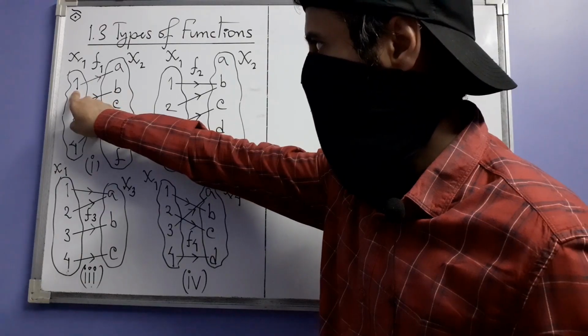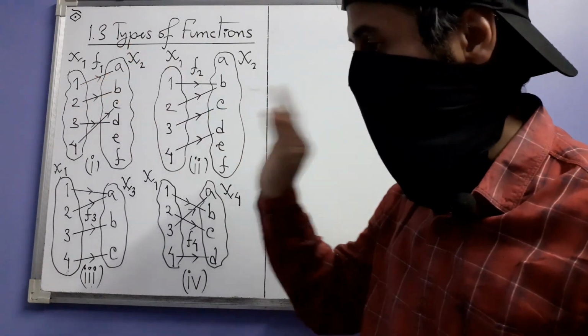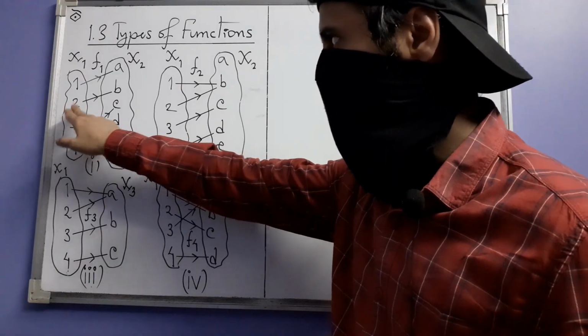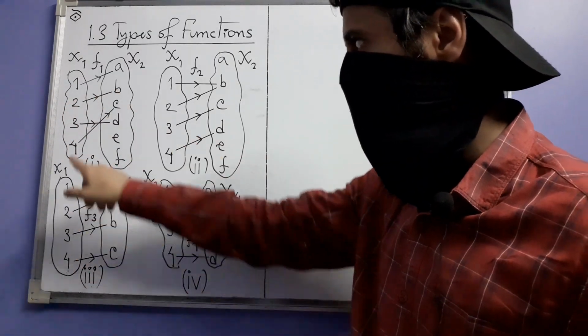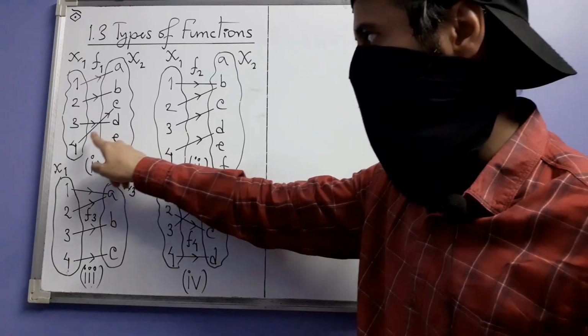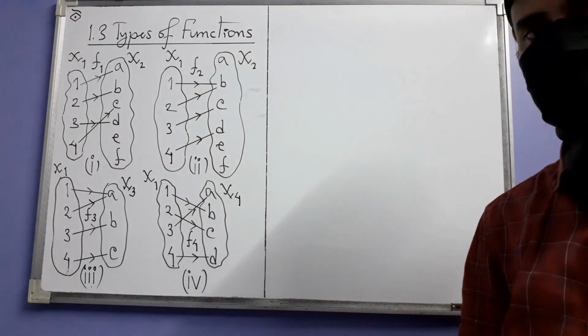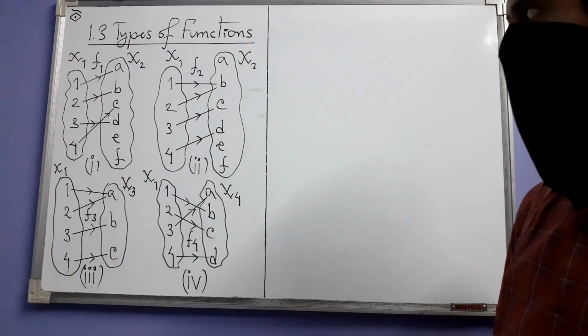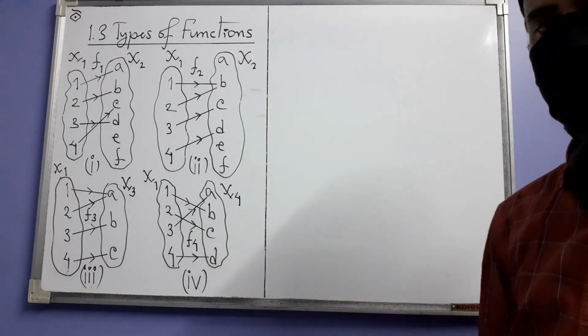1 is an input and it has only a as its output, nothing else. The same can be said about 2, whose output is b, 3 has the corresponding output d and 4 has the output c. So yes, f1 is a function. Similarly, you can see the second one.